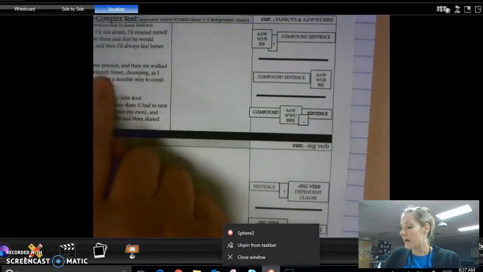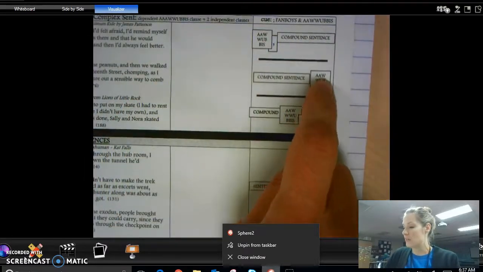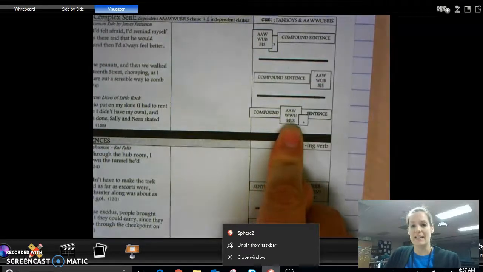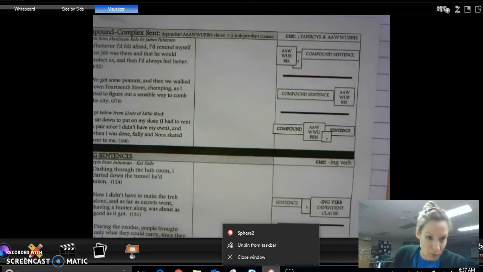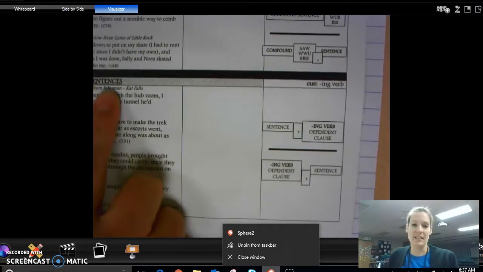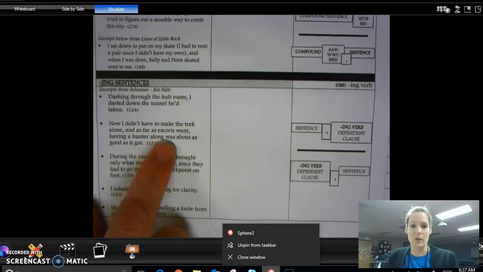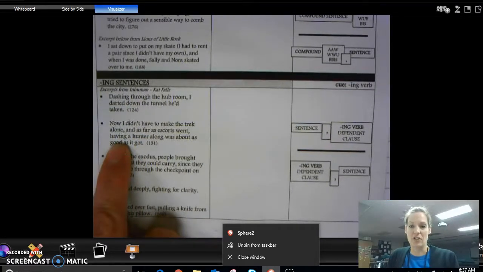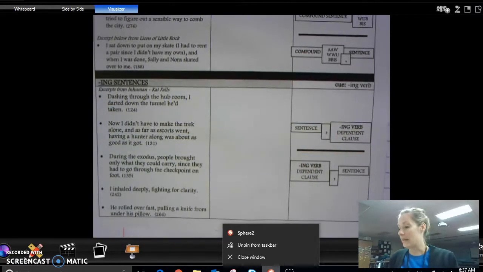Finally, you have compound complex sentences. There's nothing in this middle column here because everything that's mentioned over here is in an earlier lesson for you, or an earlier section. And then the ing sentences, whether ing is at the beginning of the sentence or within the sentence, I just want you to have an idea of how those work because we tend to do those quite a bit.